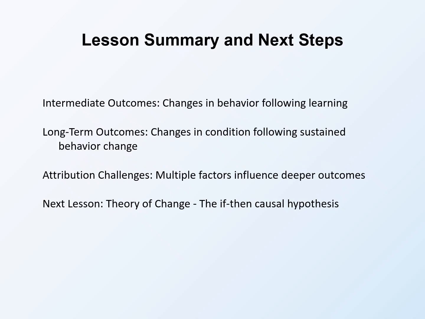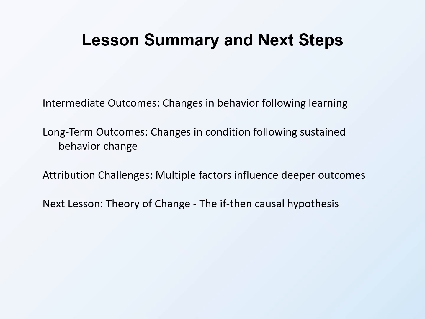Let us summarize the key points from this lesson. Intermediate outcomes are changes in behavior following learning. Participants apply what they learned, changing what they do in their daily lives. These changes typically emerge weeks to months after participation. Long-term outcomes are changes in condition following sustained behavior change. Life circumstances improve when people maintain changed behaviors over time. These changes may take months or years to manifest.